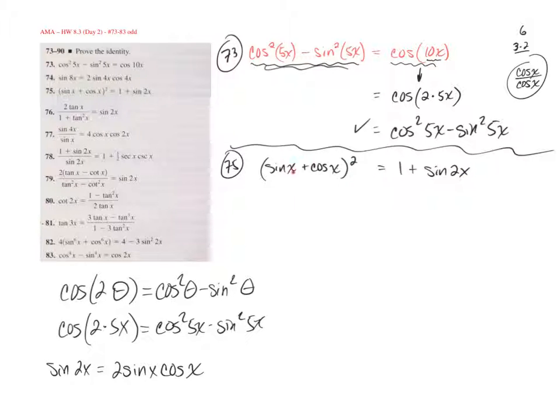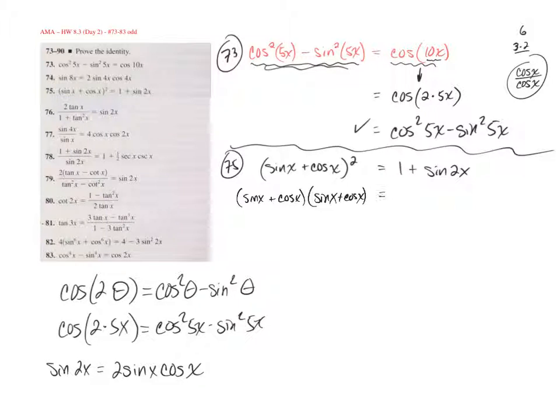So I think, I haven't done a lot of these, I think whenever you see a quantity squared in these problems, the best thing to do is just literally FOIL it out. So think of this as the sine of x plus the cosine of x multiplied by the sine of x plus the cosine of x.